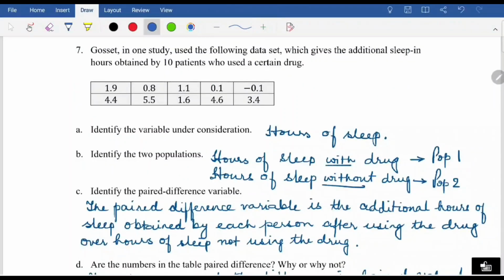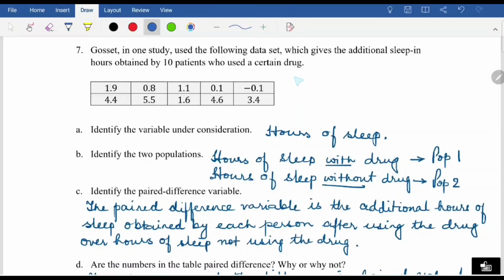Now this, I believe, is the last question from chapter 10. This is on paired populations, all right, where there is a special relationship between the two samples, and they appear as pairs. So this problem is about Gosset. In one study, used the following data set, which gives the additional sleep in hours obtained by 10 patients who used a certain drug.